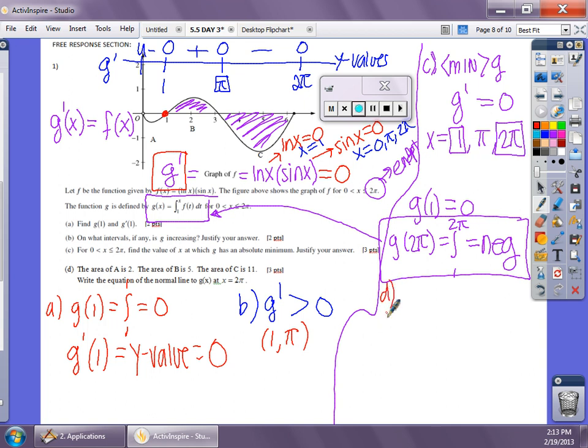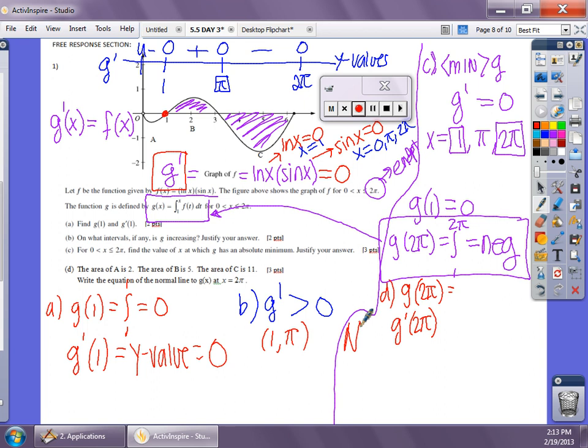Letter D. These are definitely fake areas, so if you're going to show this problem to anyone else, they're going to tell you that these areas are obviously wrong, but I just wanted to shortcut and use those values. I want you to write an equation of the normal line at x equal to 2 pi of g of x. So not only do I need g of 2 pi, I'm going to need g prime of 2 pi. And then I have to remember that I want the normal, not the tangent. So g of 2 pi.